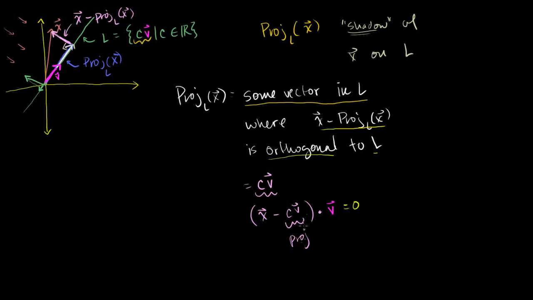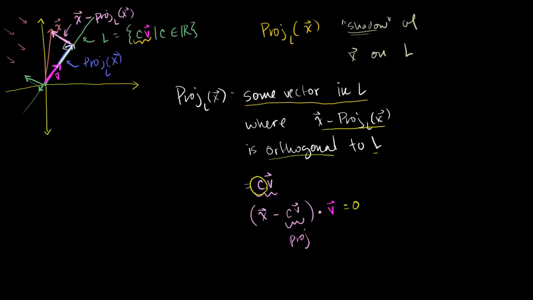So let's use our properties of dot products to see if we can calculate a particular value of c. Because once we know a particular value of c, then we can just always multiply that times the vector v, which we are given, and we will have our projection. And then I'll show it to you with some actual numbers. So let's see if we can calculate a c.